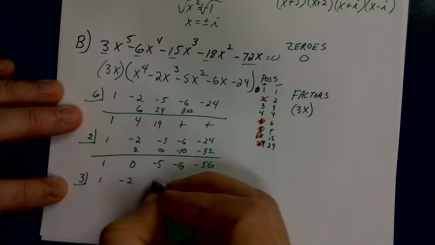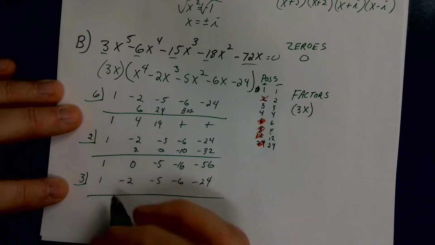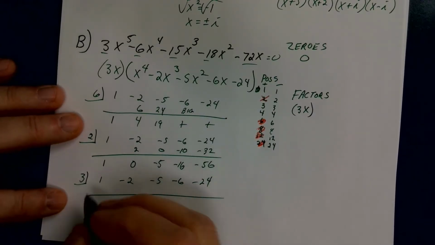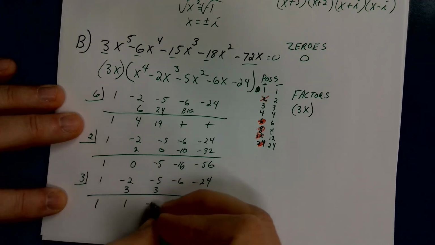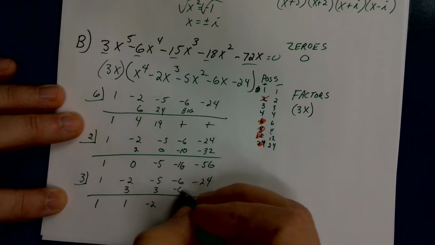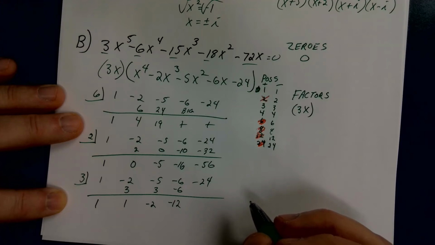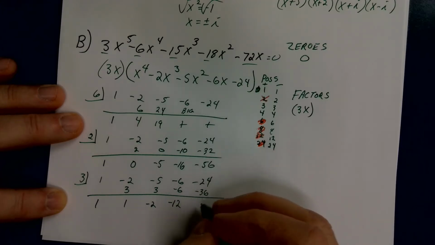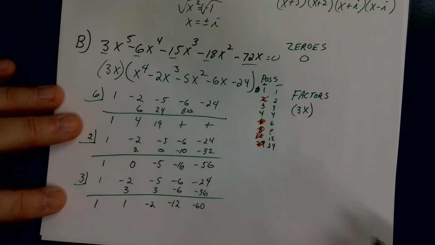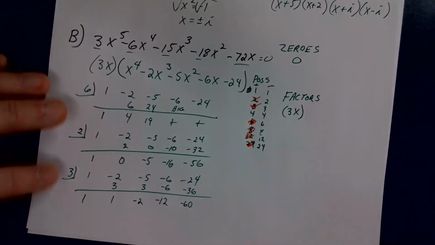1, -2, -5, -6, -24. You should be getting good with your math right now, right? Bring the 1 down. 1 times 3 is 3. That's 1. That's 3. That's -2. 3 times -2 is -6. That's -12. 3 times -12 is -36. That's -60. 3 is not it. So, gosh, I hope 4 is.